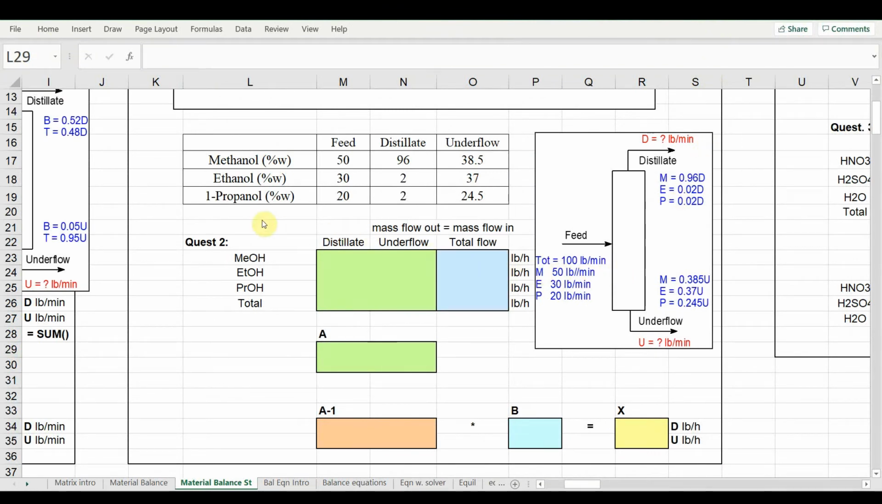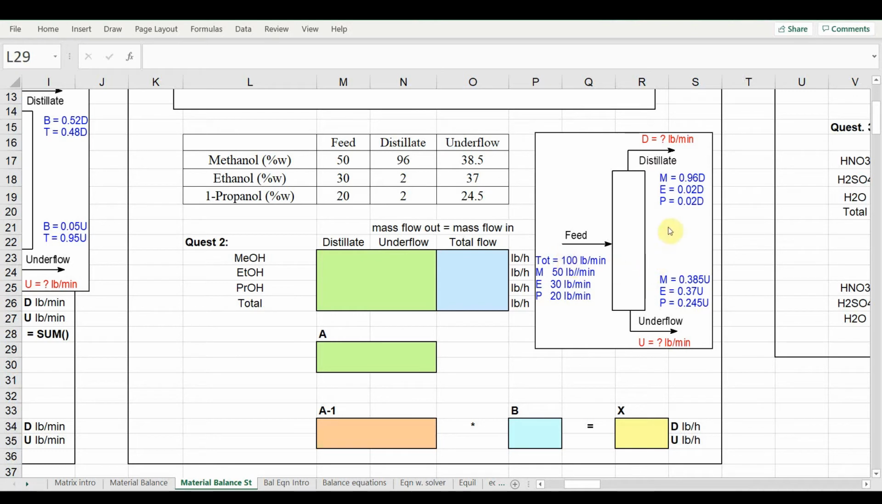This Excel file is named Matrix, and the worksheet is called Material Balance. Here's problem number 2. I've drawn a diagram and entered all the data I could from the question. The total feed rate was 100 pounds per minute. It's 50% by weight methanol, that's 50 pounds per minute methanol. It's 30% by weight ethanol, that's 30 pounds per minute of ethanol. And it's 20% by weight propanol, so the feed rate is 20 pounds per minute of propanol. These add to be 100.